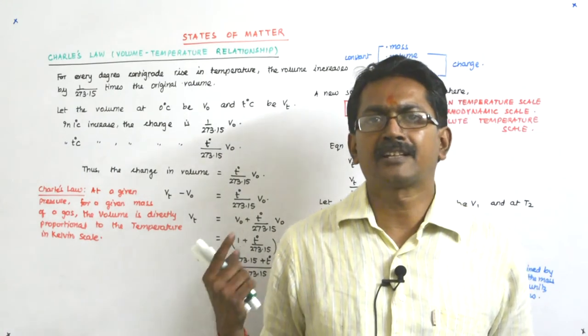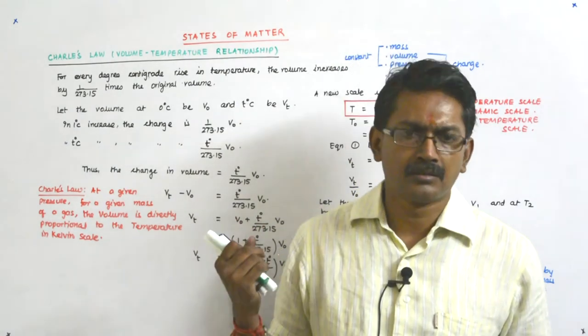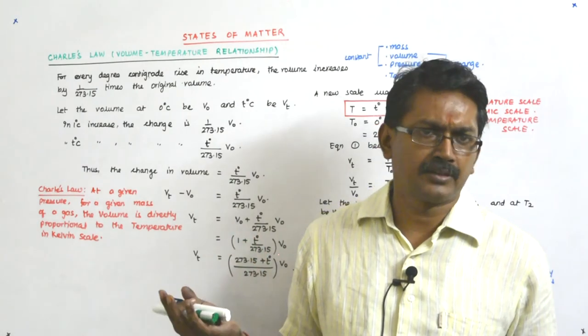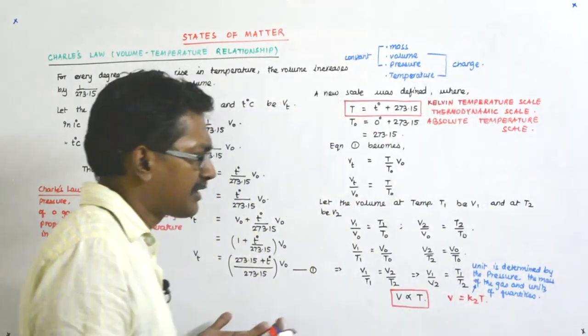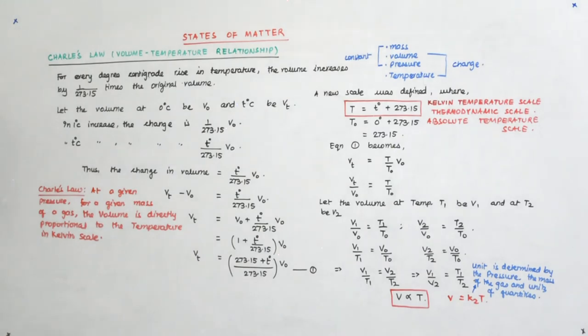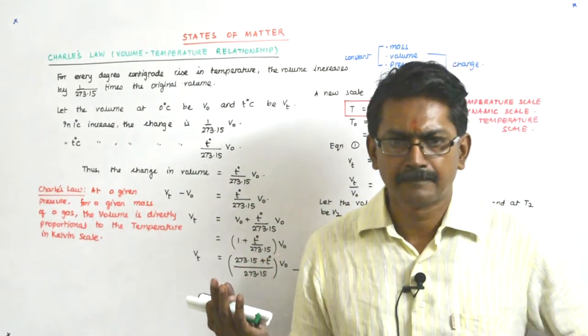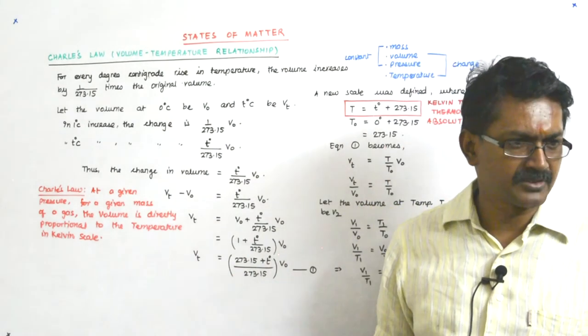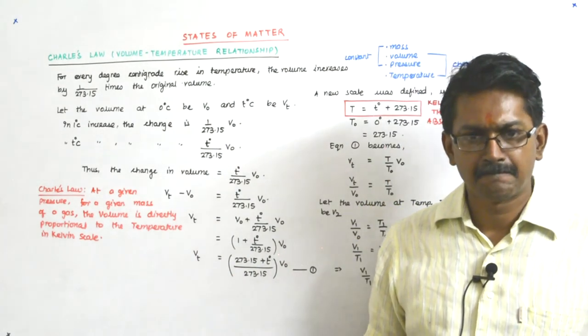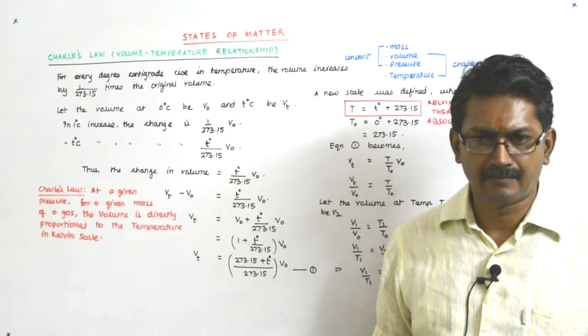So you do not even expect that the volume will get doubled. It'll hardly increase, right? From 300, your temperature has gone to 327. That's a 9% increase, right? So the volume will go up by 9%. That's all. Understand?